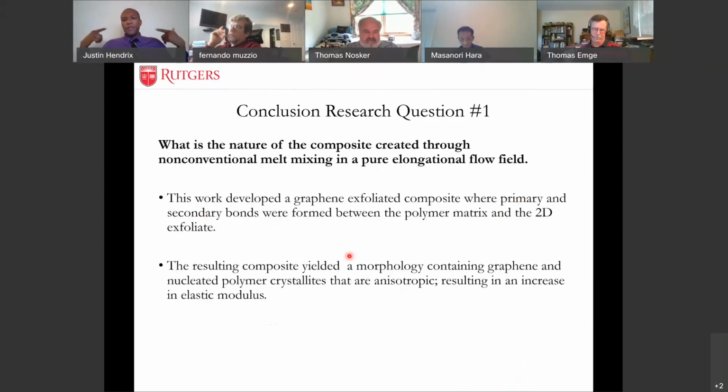Now, let's go back to the first question that we posed: what is the nature of the composite made through non-conventional melt mixing under pure elongational flow? We see that we developed a composite where you have primary and secondary bonds formed between the matrix and the exfoliated graphite, leading to graphene. The composite also had morphological changes within the graphene and in the creation of anisotropic crystals in the polymer, which led to our increase in modulus, as well as the increase in break stress, as compared to a polymer that doesn't have it.